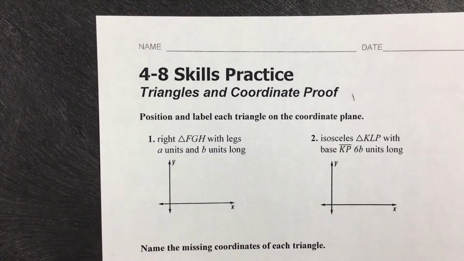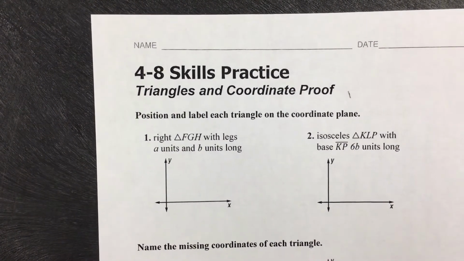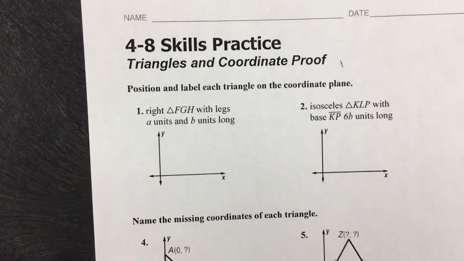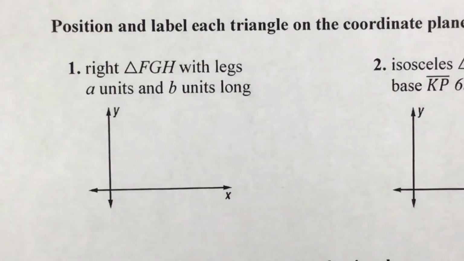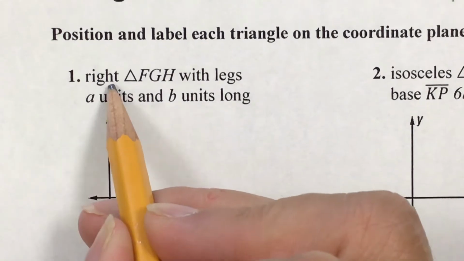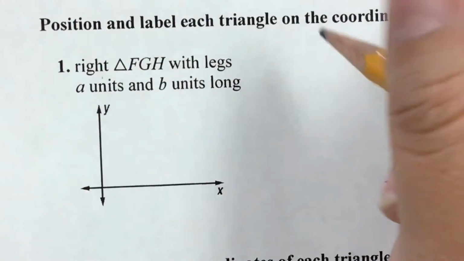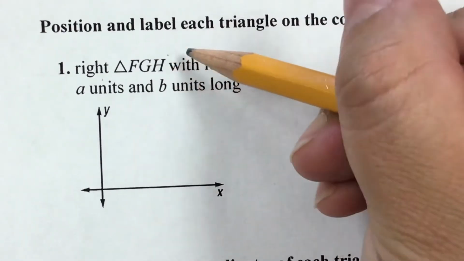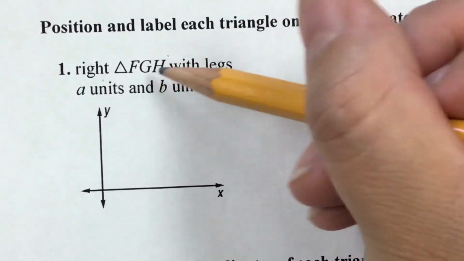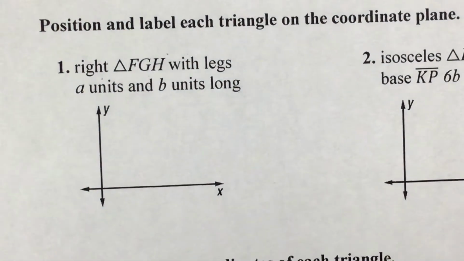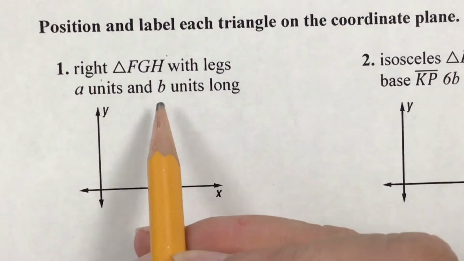This is section 4.8, triangles and coordinate proofs. What we're doing is just graphing the situation it indicates. This is a right triangle. So we need a right triangle called FGH with the sides of A units and B units long. What that means is that they're just different sides.